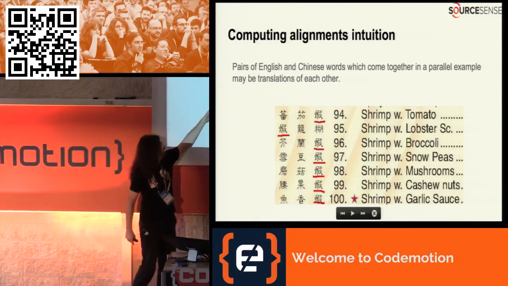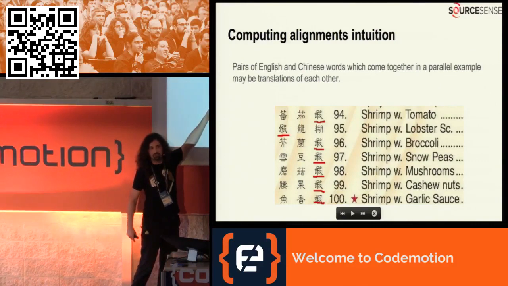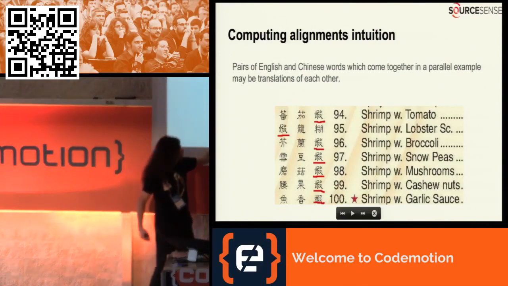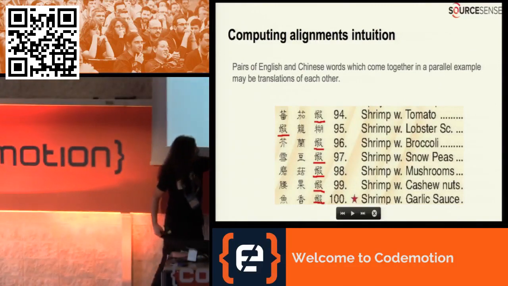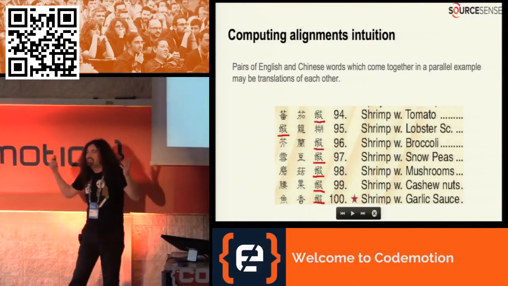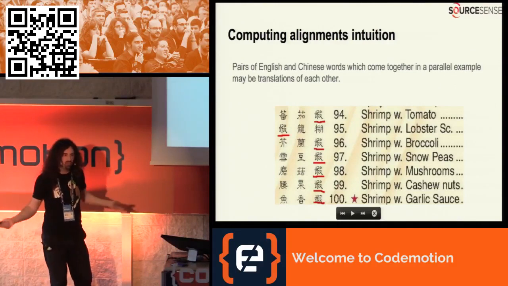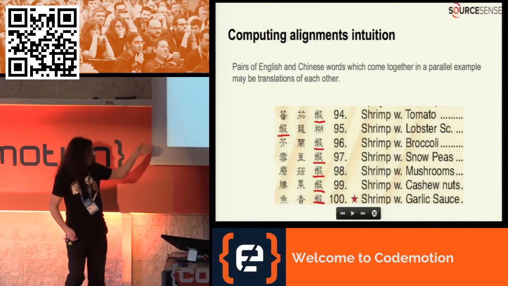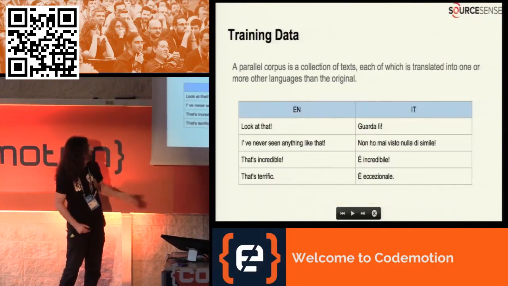Do you know what is the meaning of this glyph here? Shrimp, exactly. How do you know that? Because it occurs every time. Also here it occurs every time. So this probably is, it may not be as well, but the chance is really high that that is the exact translation. So this is the intuition.